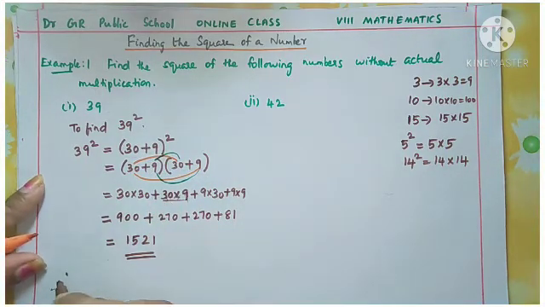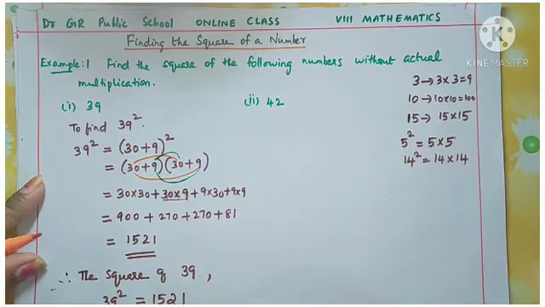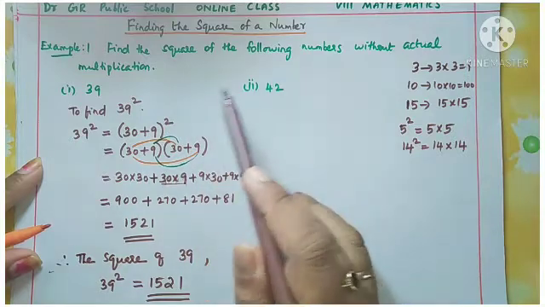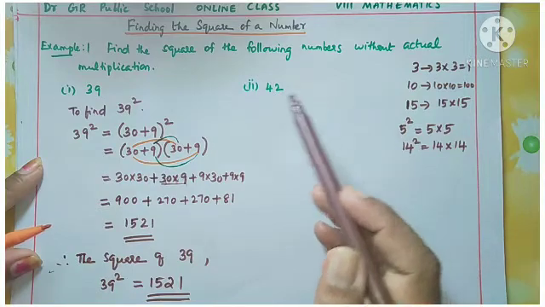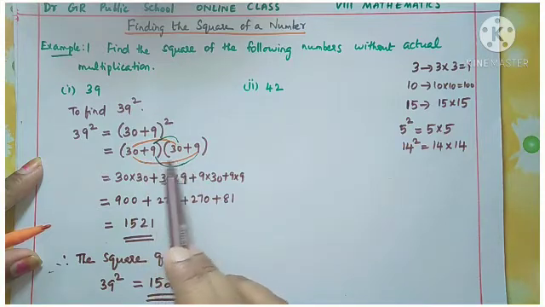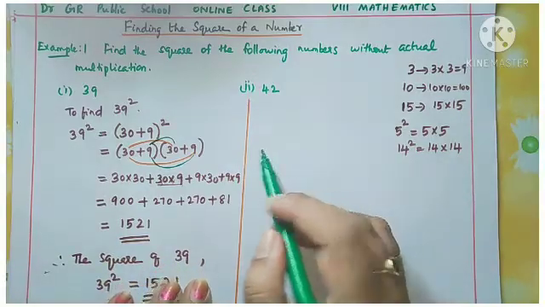So therefore the square of 39, that is 39 square, is equal to 1521. Okay, so what we did here: again you want to find the square of the number without actual multiplication. We split the number, then wrote it in two brackets, then eliminated the bracket to find the square easily. Now we can do one more problem of this type.